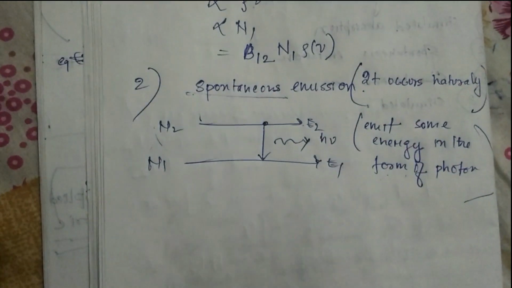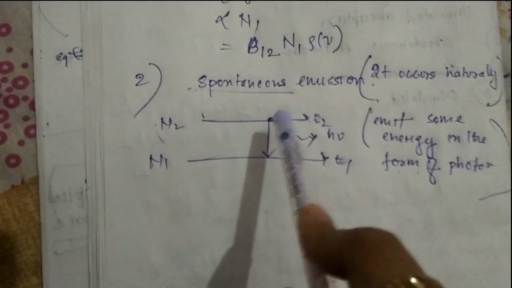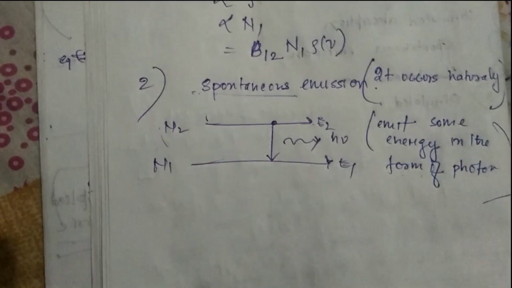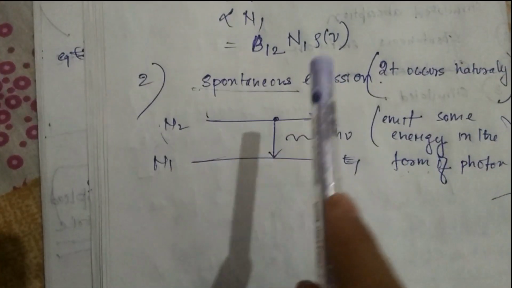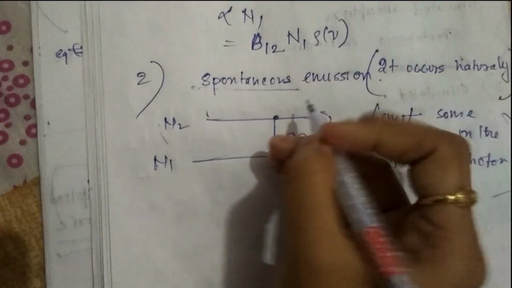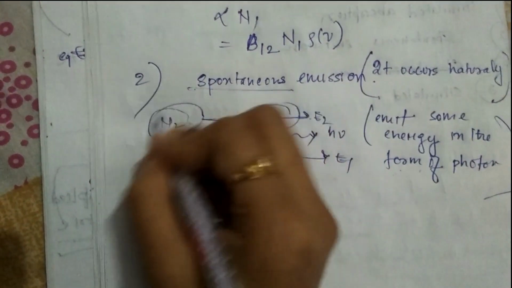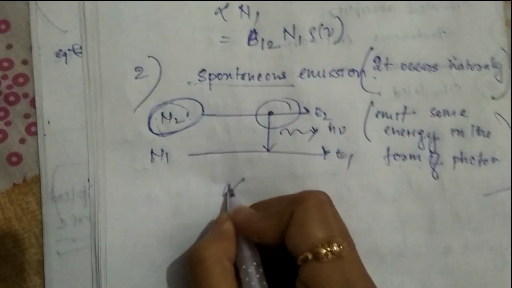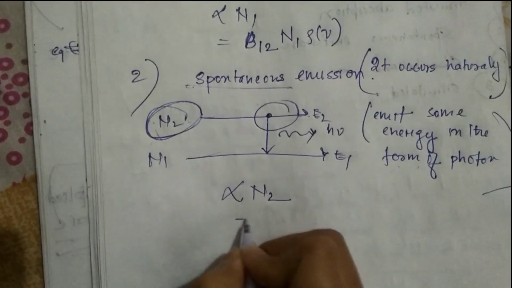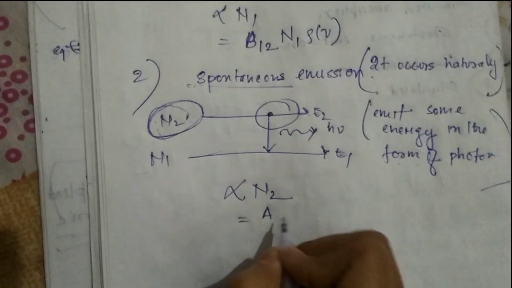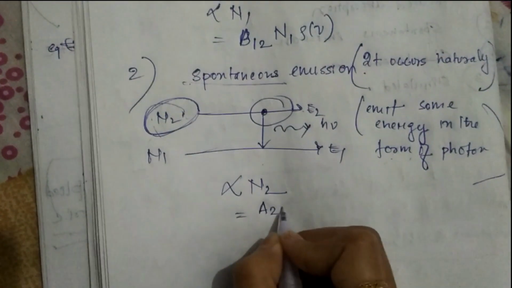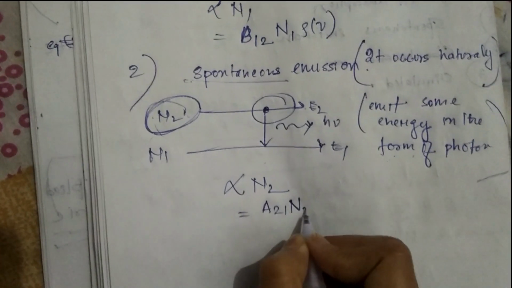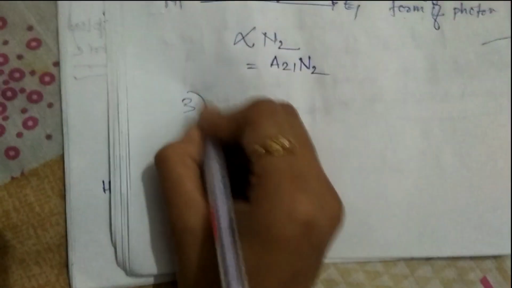Again, in spontaneous emission, we observe that as it occurs naturally, it does not depend upon an extra source of energy. It only depends upon the number of electrons in the energy level E2, meaning it depends on N2. So it is directly proportional to N2, and since there is a transition from level 2 to 1, we write the constant as A21.